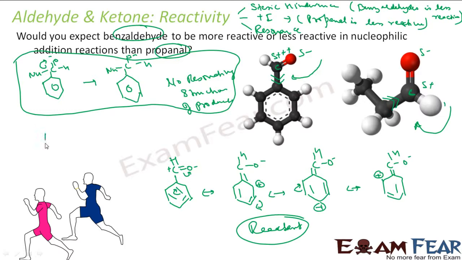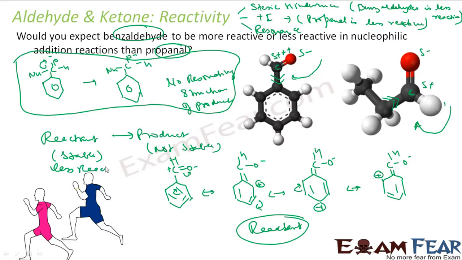Now I see the reactant has more resonating structures, and the product does not have resonating structures. So going from reactant to product, for this case my reactant is stable and the product is not stable. Correct? Because for the product we don't have many resonating structures, but for the reactant we have so many resonating structures. That means it is stable. That means it is less reactive. So with this, we confirm that benzaldehyde is less reactive.